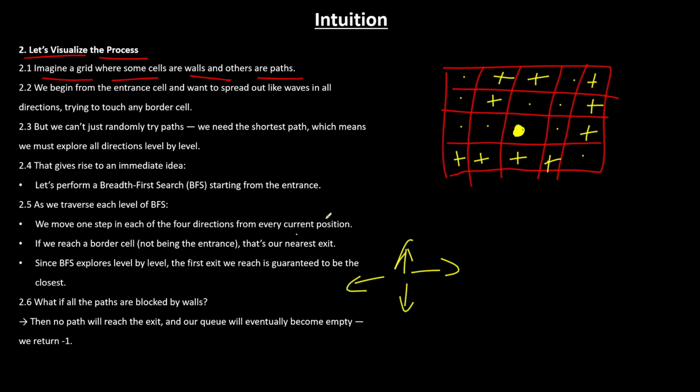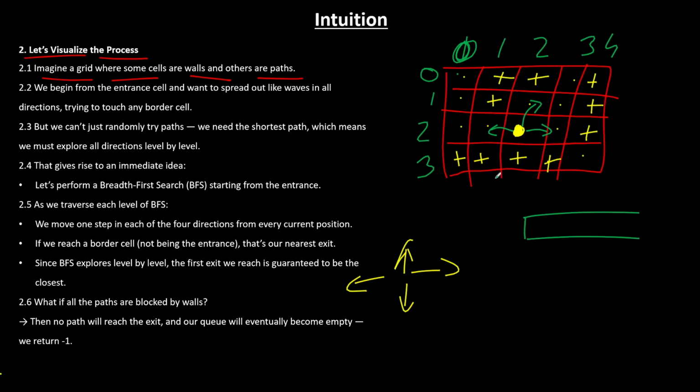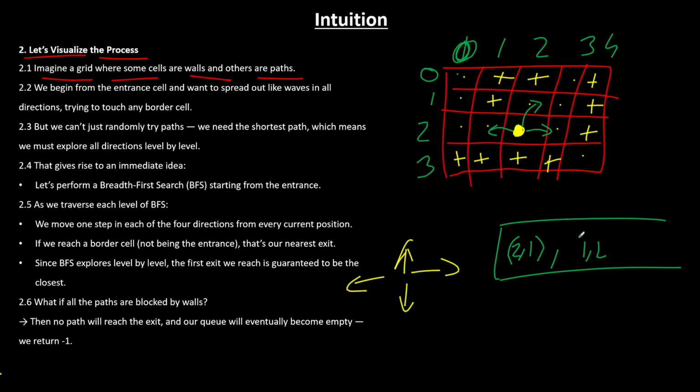If you move step one, where could you go? You can come to this particular part, you can come here and you can come here. Suppose you have entered these three values inside the queue. Let me mark the indexes also. So you have put 2 comma 1, you have entered 1 comma 2 also, and you have entered 2 comma 3, and this is at level 1. So you have counted one step or the level. Step is equivalent to the level.